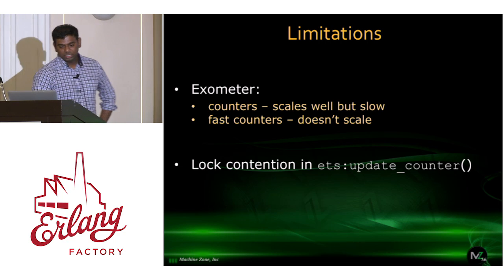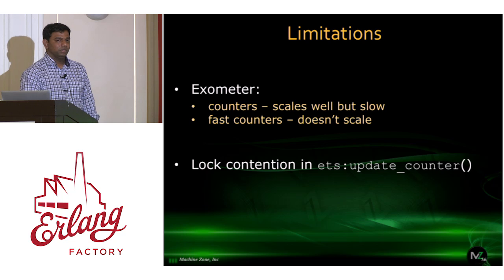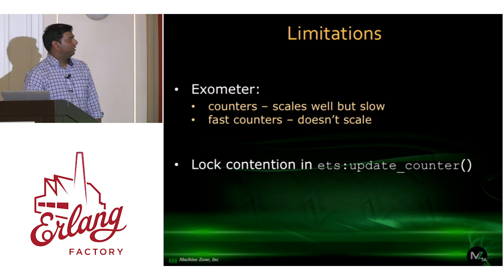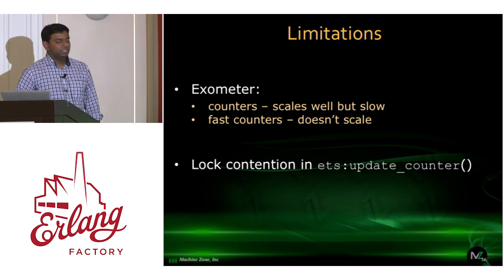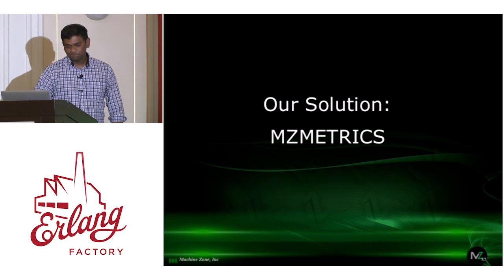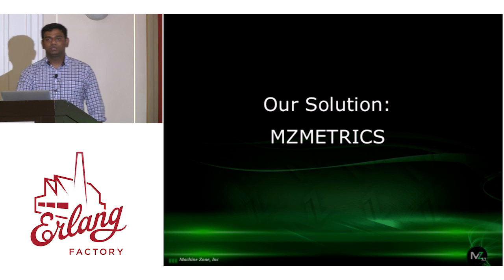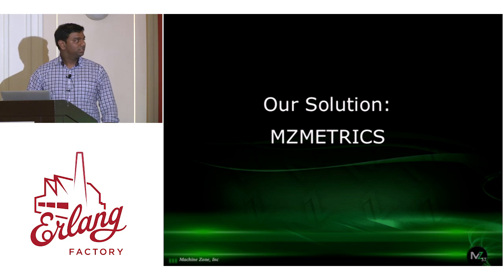Just to repeat what I said, exometer counter scales well, but it seems to be very slow just to update a counter. And fast counters don't scale well. The reason ETS doesn't scale well seems to be that there is lock contention in the ETS table. The solution we came up with was to implement our own metrics library. It's called MZMETRICS.